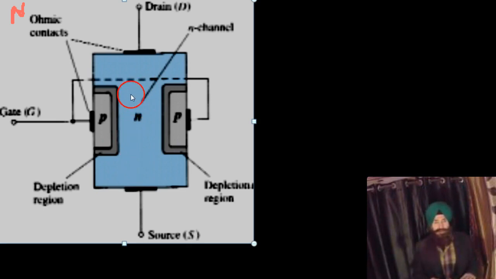between embedded layers of the P-type material. So this is P-type material. The N-type material forms a channel between embedded types of the P-type material. The two P-type materials, this one and this one, are connected together like this, and then to the gate terminal. So the P-type acts as a gate.